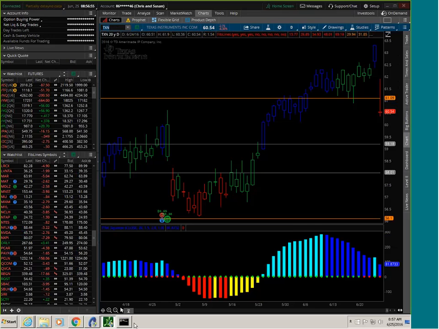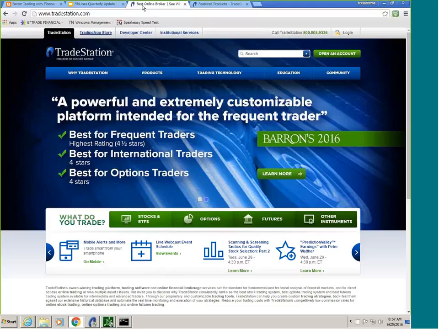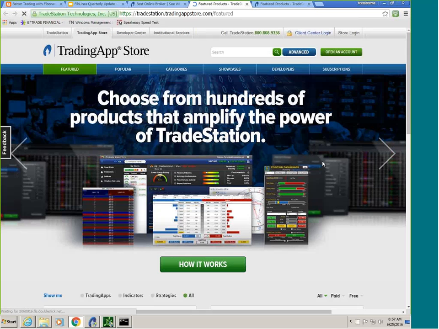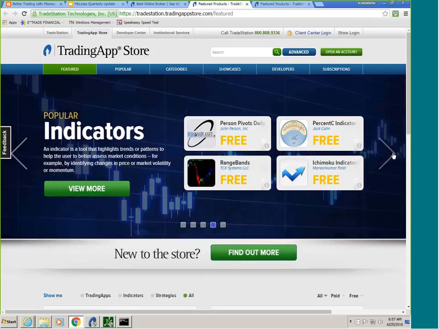A couple other updates for you. Taking a look at the TradeStation App Store. Both the products, range bands and FibLines, are now available on the TradeStation Trading App Store. And if you click on that, I uploaded the range bands to the Trading App Store less than 3 months ago. And you can see now it's one of the top 4 popular strategies as well as indicators. So it's both an indicator and a trading system.